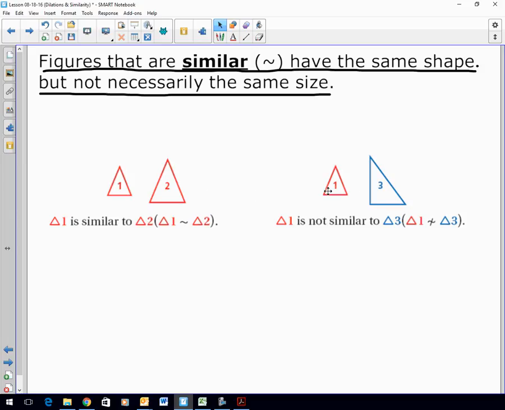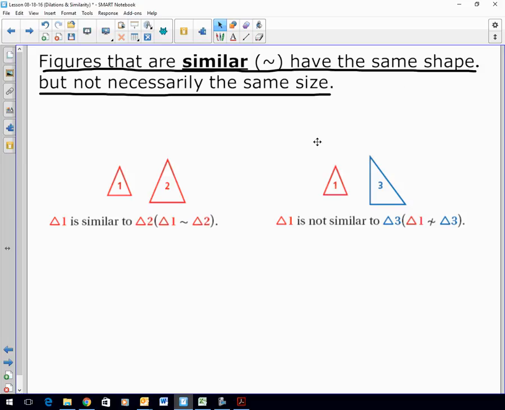Shapes 1 and 3. Is that even the same shape? No. Even though this is a triangle and this is a triangle, right? This is more of an isosceles triangle. This is a right triangle. Not the same shape. Why? One of the aspects of similarity is that the angles are congruent in both shapes. Okay? If you forget that principle, it's to your dismay.